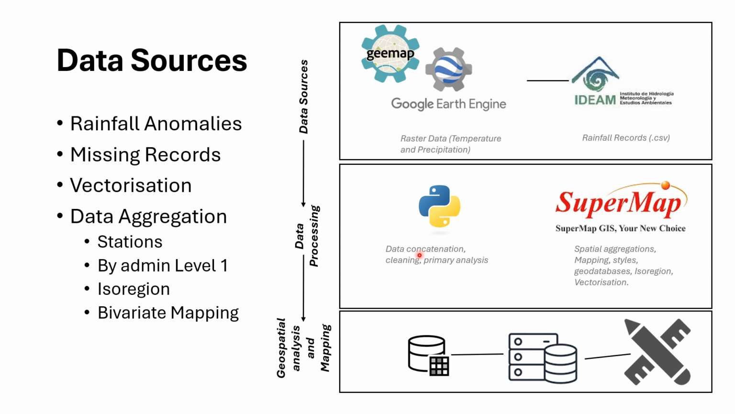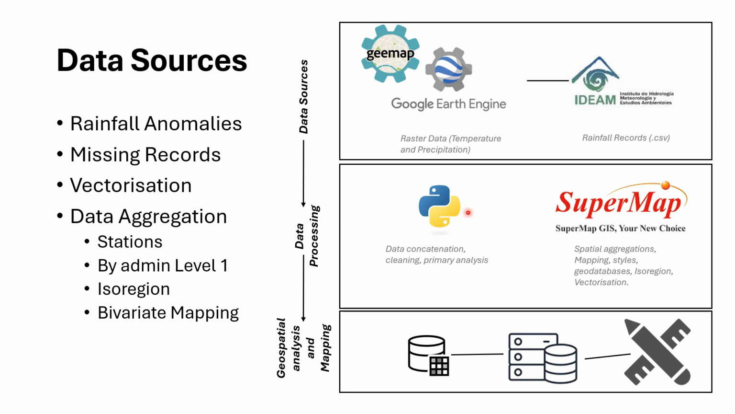After we have all these data sources, we do the data processing. First in Python, mainly for data concatenation, because all the IDEAM data were different CSV files from different stations. In total, we had 427 stations, with one record per month across different years. We concatenate that, then we clean the data, for example just taking the columns that we need, and the data preparation report has more explanation about this. And then we did the primary analysis.